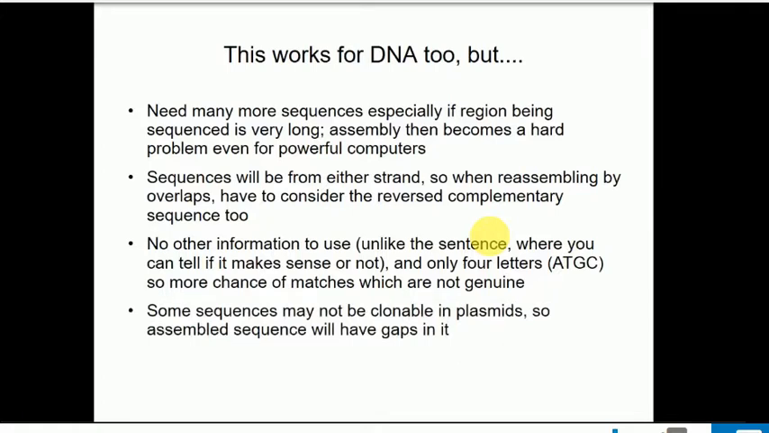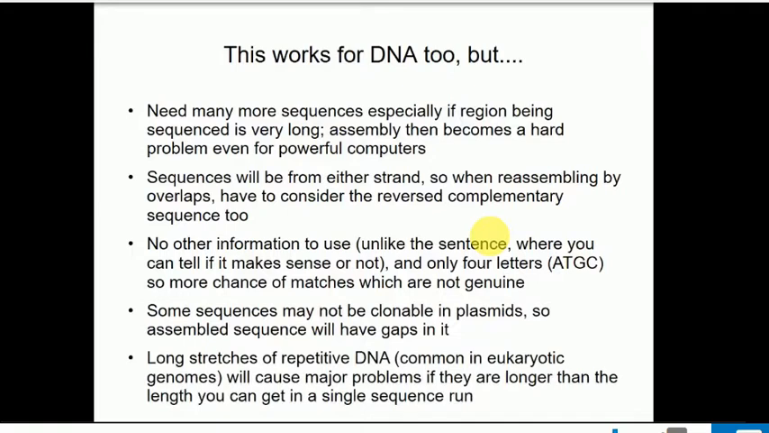It is the case that not every single sequence can be cloned. There are some sequences which are very unstable when they're put into bacterial plasmids. So if your method involves sequencing things cloned in plasmids, you're never going to be able to get those. There's no way, if they can't be cloned, that you can sequence them. Again, there are ways of doing it, but not through the plasmid cloning route.